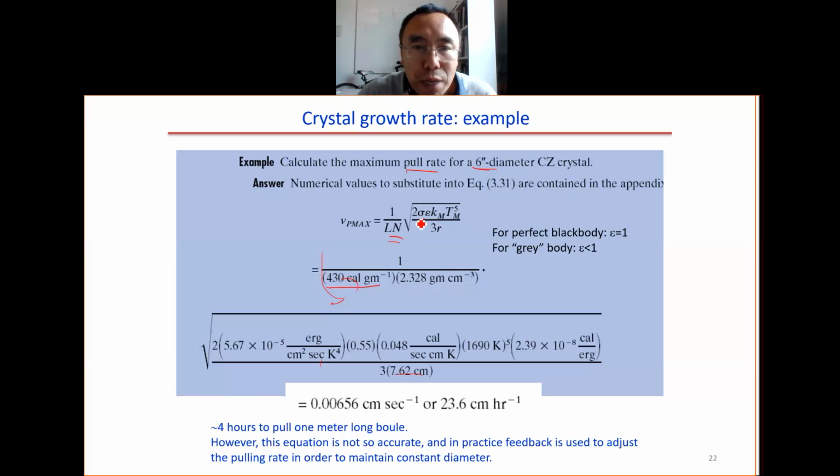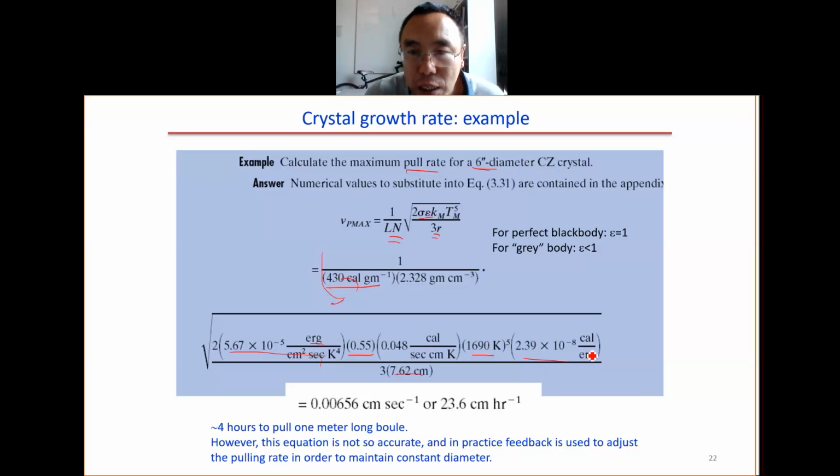Then 2 sigma, where sigma is the Stefan-Boltzmann constant, is given here. The emissivity is 0.55. Thermal conductivity is 0.048 calorie per second per centimeter per Kelvin. This is the melting temperature. The radius of the 6-inch wafer is 7.62 centimeter. Now we have the units erg and calorie here, so we need to convert calorie to erg, or erg to calorie. This is given by this formula here.